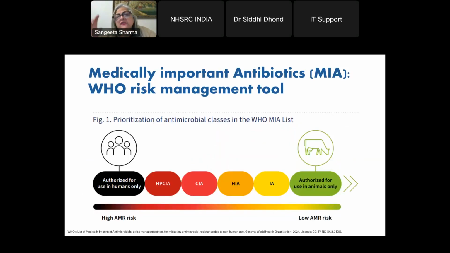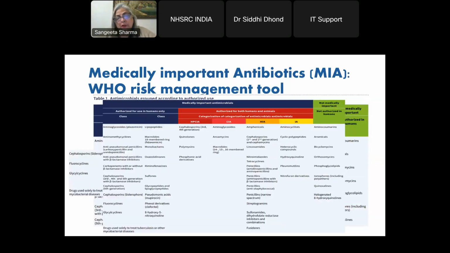Then we need to save some of these antibiotics, because some of these antibiotics are also used in animals, and we know there is a rampant use of antibiotics in animals. Just a few days back, WHO has come out with medically important antibiotics that we need to preserve. Earlier they were called critically important antibiotics. These are the ones: fourth generation cephalosporin, fifth generation cephalosporin, fluoroquinolones, and beta lactamase inhibitors. These are the ones that we need to be protecting.